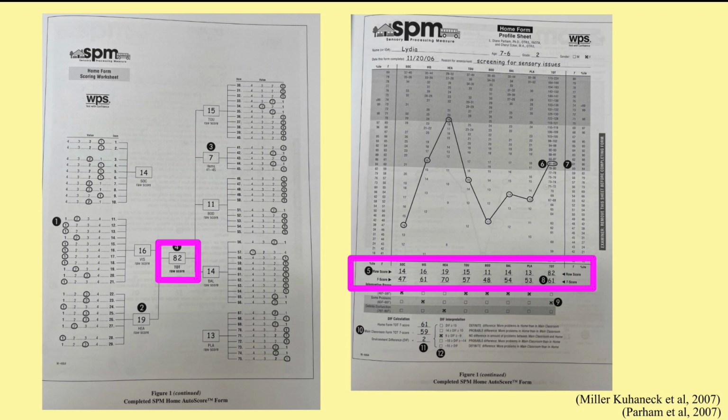This is an example of a home form that has been scored. As you can see on the left, each of the sections has a calculated raw score. In pink highlight is the total score that has been calculated, which is all 8 sections combined. In the image on the right, in pink highlight, is where each of the raw scores is placed. Those values are then compared to the norm chart and are circled.